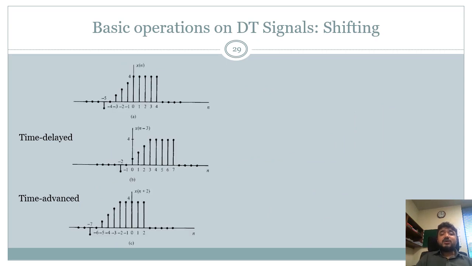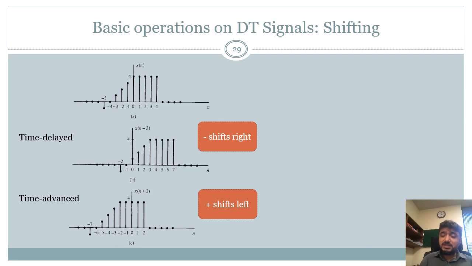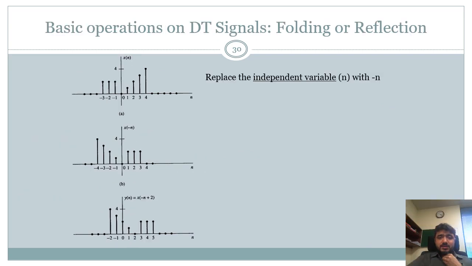All right, so now let's look at some of the basic operations. The next operation that we're going to look at is what's known as folding or reflection. That is essentially a flip around the vertical axis. So you essentially take your original signal and just flip it around the vertical axis. So this goes here, and this goes here, and so on and so forth. So it's just a flip.